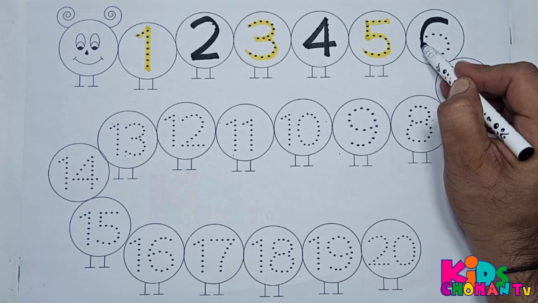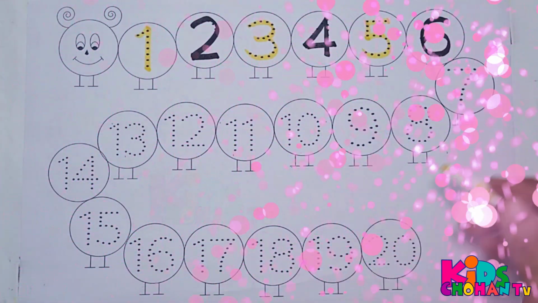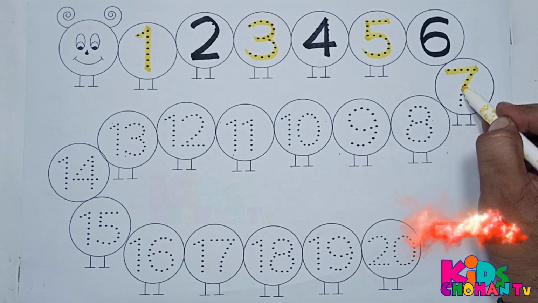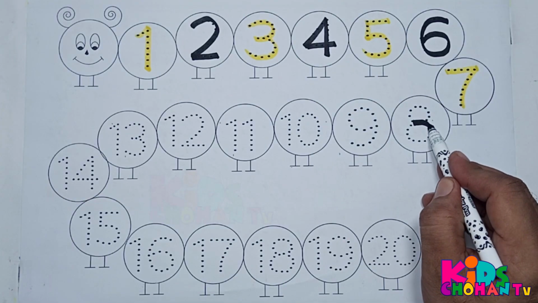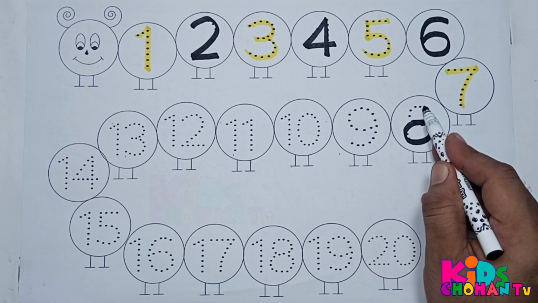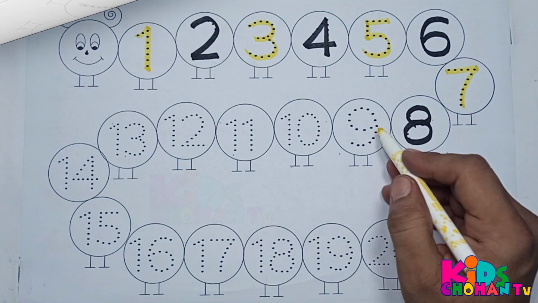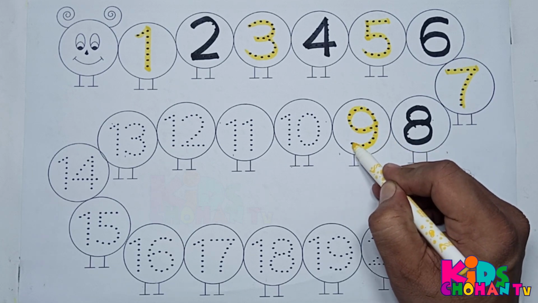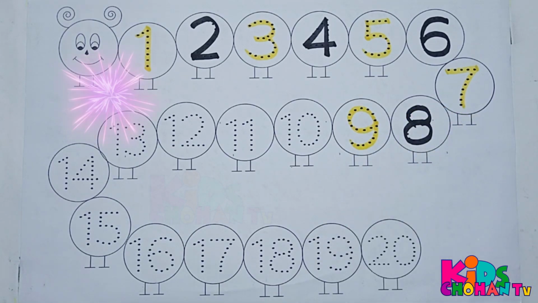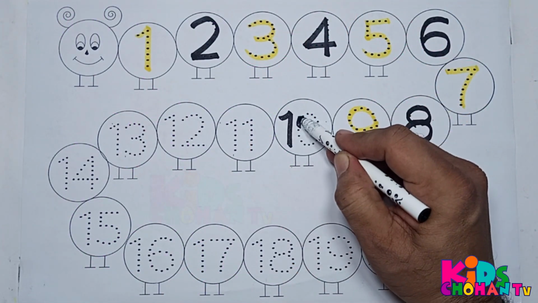Now we are tracing number 6. Kids, this is number 7. Kids, we are tracing number 8. Kids, 9. This is number 10.